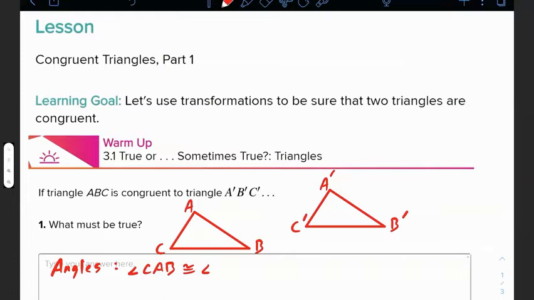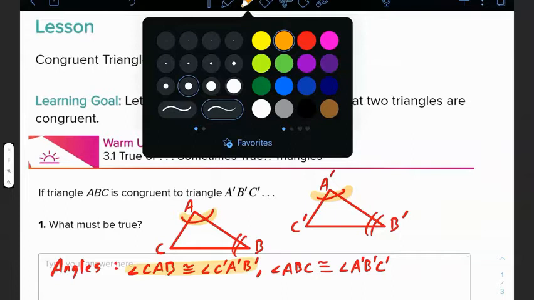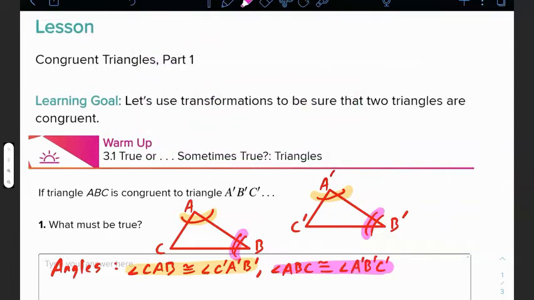We also know that angle ABC needs to be congruent to A prime, B prime, C prime. And then lastly, the other pair of angles, angle BCA needs to be congruent to angle B prime, C prime, A prime. So that's right here.